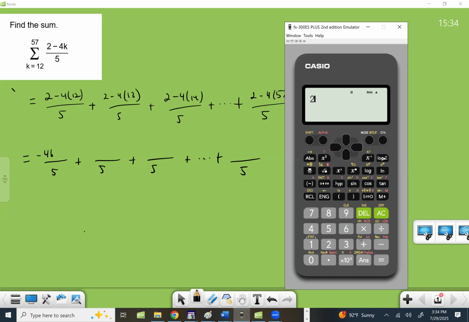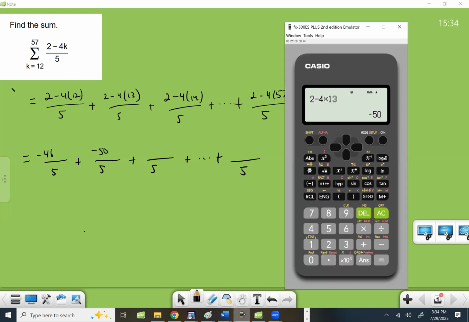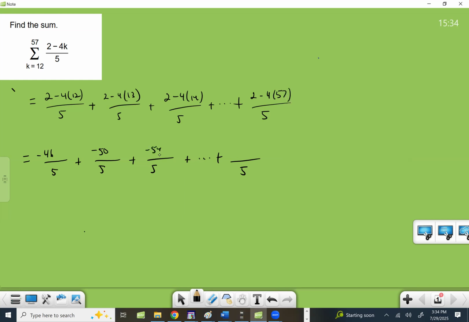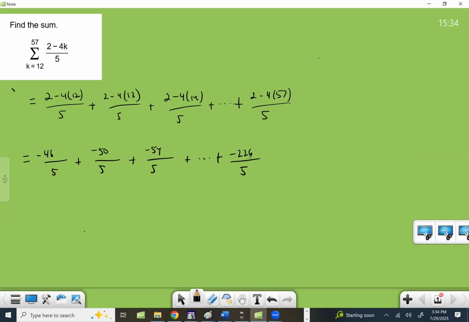Let's see here, 2 minus 4 times 13, negative 50. And then 2 minus 4 times 14, negative 54. And then the last one is 2 minus 4 times 57, negative 226. Okay, so what we want to find out is the common difference.